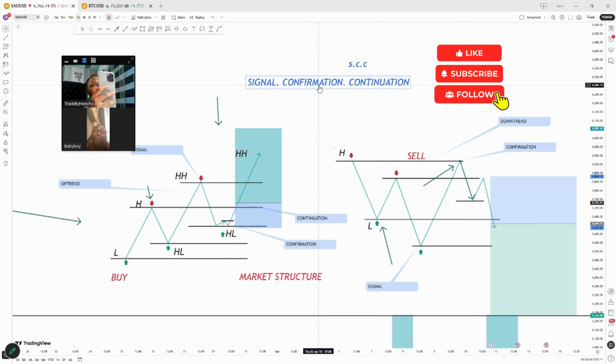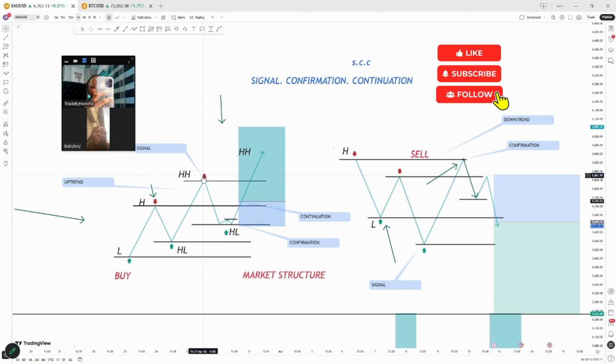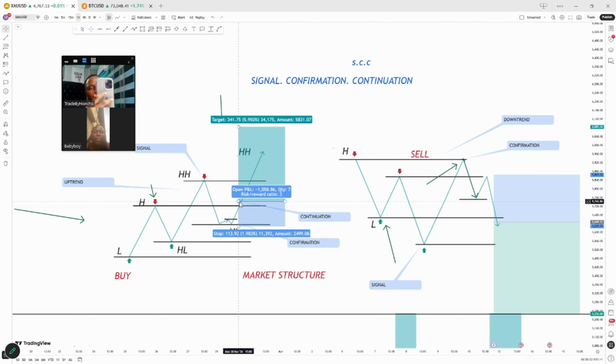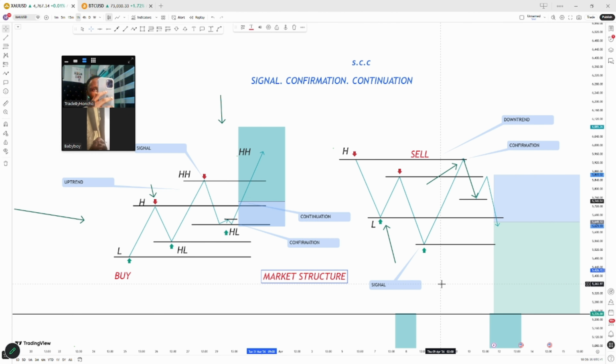Signal, confirmation, and continuation. Over here we had our signal, which is this signal right here. And we come back, we consolidate, that is our confirmation, and then we are now back up. So once the body candle closes above, we are entering the market with our stop loss below. We are targeting profit. So this right here is our continuation and our confirmation. So everything is kind of clear and simple, and it is all about the market structure.